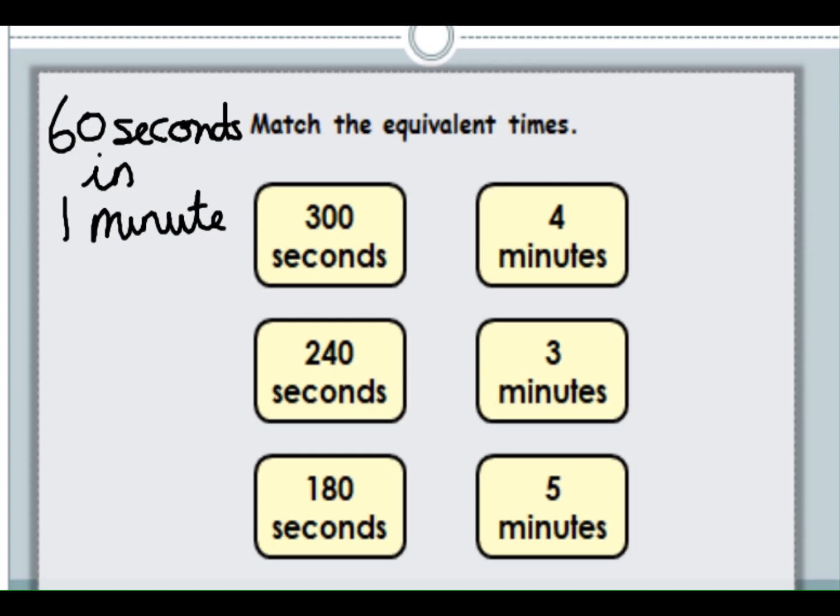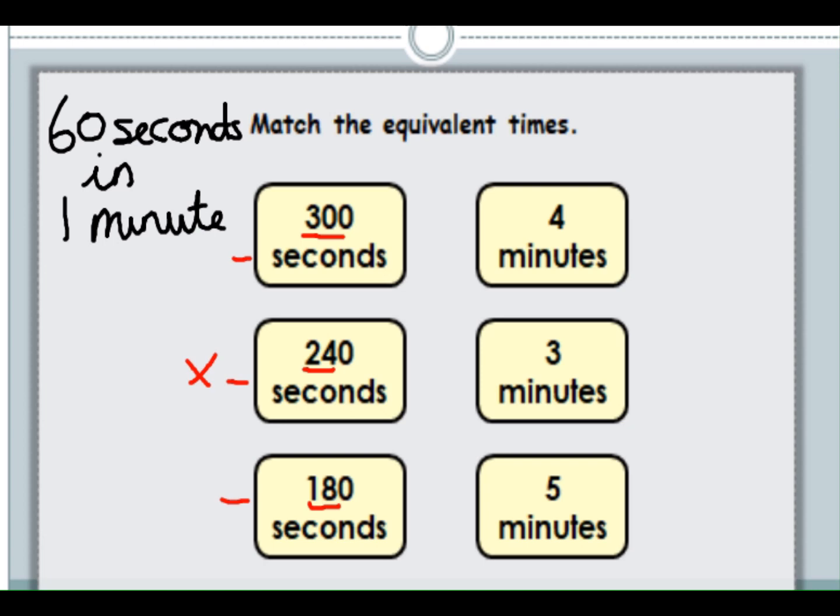Which ones are the easiest ones to do? Do those ones first. So let's have a look. I'm going to look at the seconds first, and I'm going to spot which ones are in the six times table or the 60 times table. And I know straight away that 24 is, and so is 18. Oh, and so is 30. So it should be quite easy to match these ones.